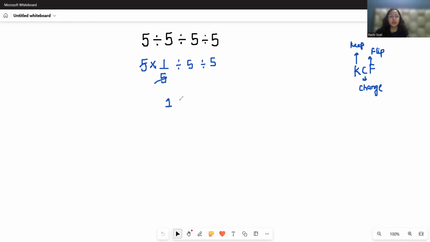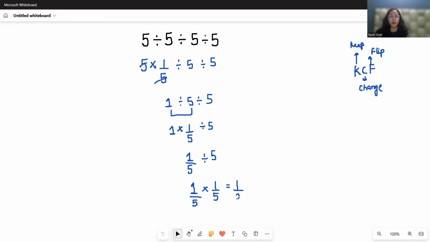This gives us 1 divided by 5 divided by 5. Again, we'll take two digits at a time and apply the KCF rule. So 1, keep, change the symbol and flip it. Now divided by 5. So this becomes 1 by 5 divided by 5. Now again, keep it, change the symbol and flip it. So this gives us 1 by 25.